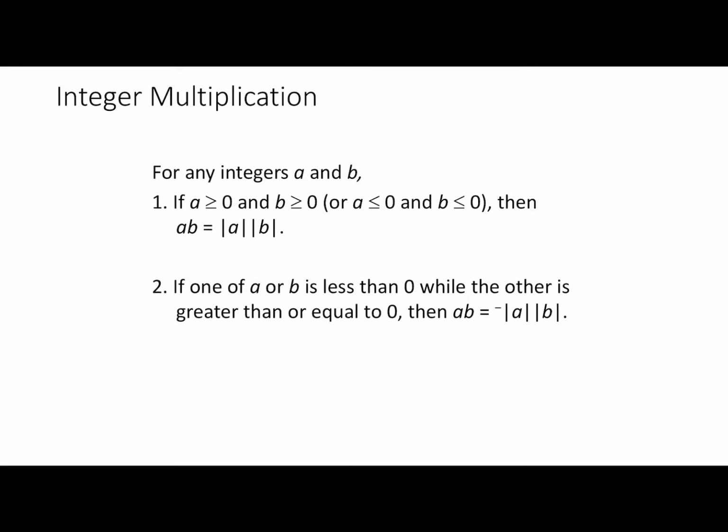If one of a or b is less than 0 while the other is greater than or equal to 0, then the product a times b is negative the absolute value of a times the absolute value of b.